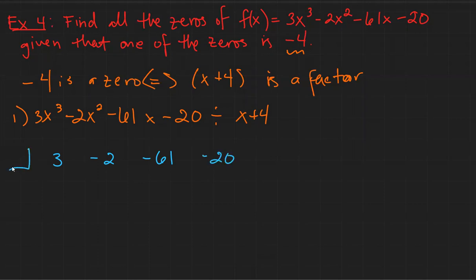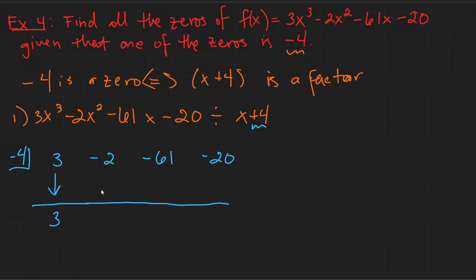We put our little shelf down. Okay, opposite of the constant term, so negative 4. Or another way you can think about it is the 0. So our 0 was negative 4, so that's going to be what goes on the shelf. Okay, and draw our horizontal line to show that our answer is down here. Very first step, bring down the leading coefficient, so 3.